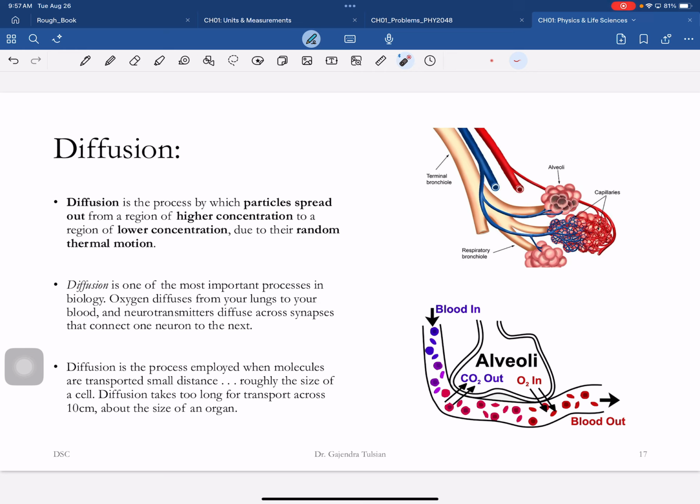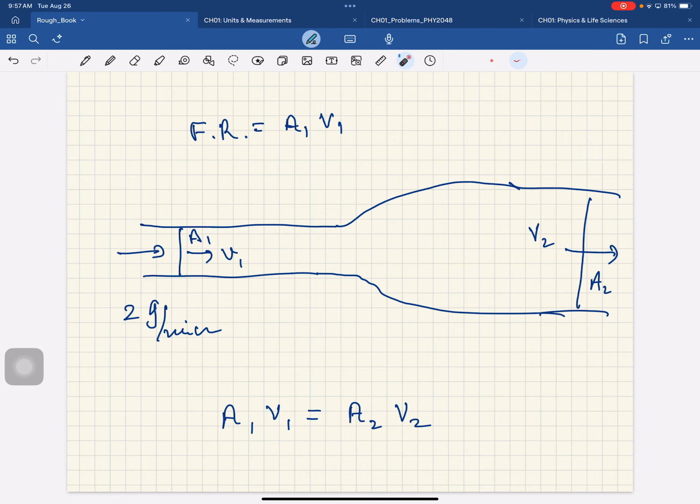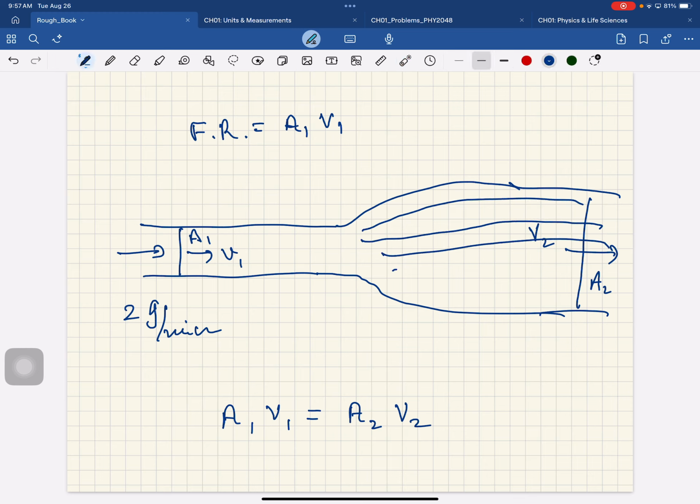Now you just learned how to slow fluid flow. Did you guys understand that? So how do you do this? Your blood vessels are broken up into capillaries, billions of capillaries.